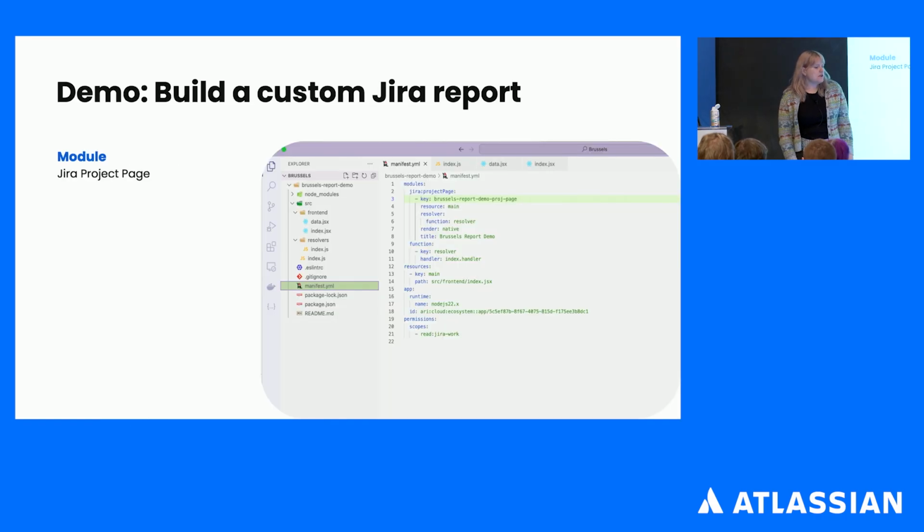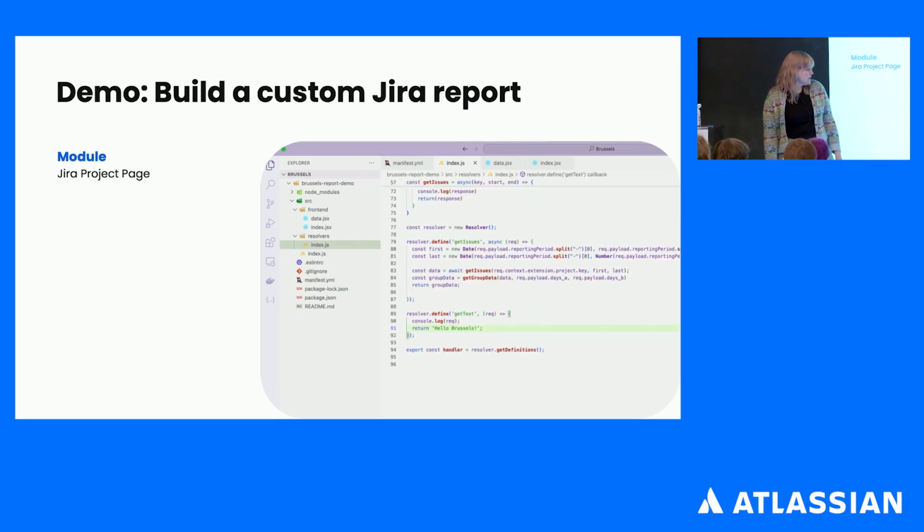We'll start with this project that I've prepared earlier. It's a Jira UIKit project page module created with the Forge CLI. And I've modified the resolver to call the Jira API to get all the issues created for the specific month that a user is going to be able to select and sort them depending on whether they were resolved in under X days, between X and Y days, and over Y days.